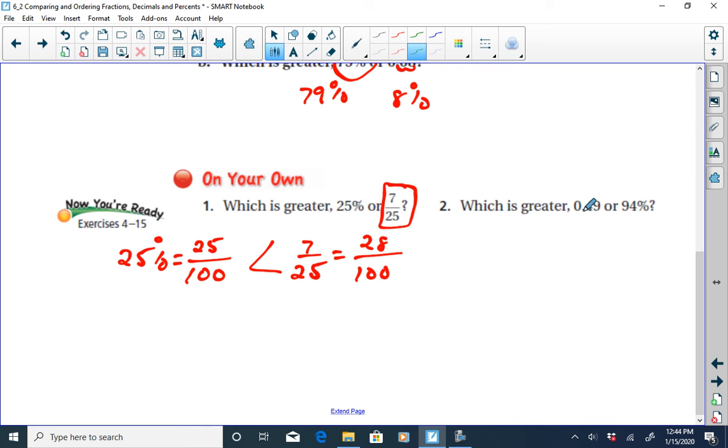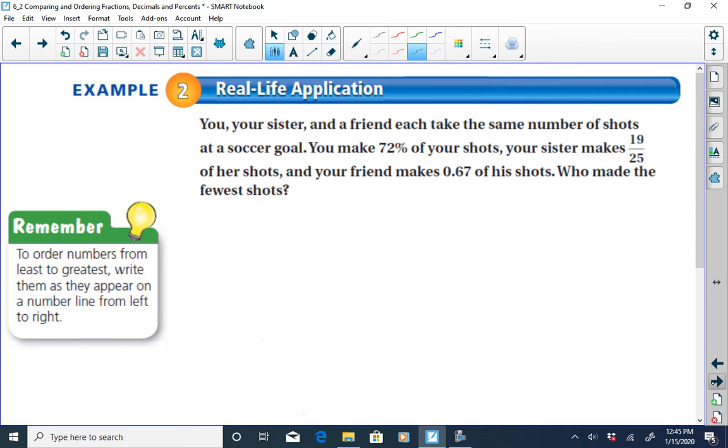49/100ths and 94%. Let's write each of these as decimals or as percent. So 49/100ths, 0.49, is the same as 49%. 49% is going to be less than 94%. So which is greater? Your greater value is going to be the 94%.